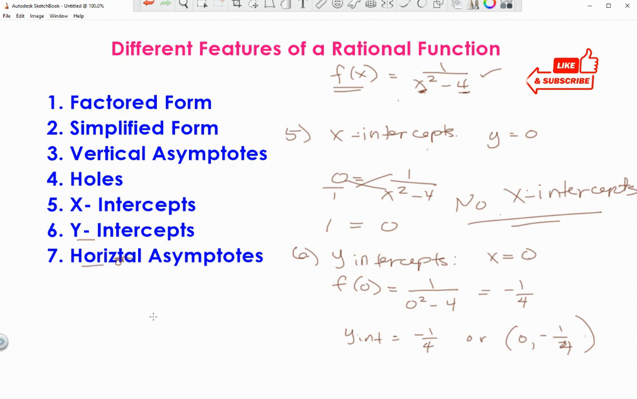So now we will compare the numerator degree n and the denominator degree. Well, the numerator only has 1. It doesn't even have an x, so that degree is 0. It does not have any x at all. And then m, the denominator degree, is 2. Well, we can say that n is less than m. So therefore, your horizontal asymptote is just going to be y equals 0.